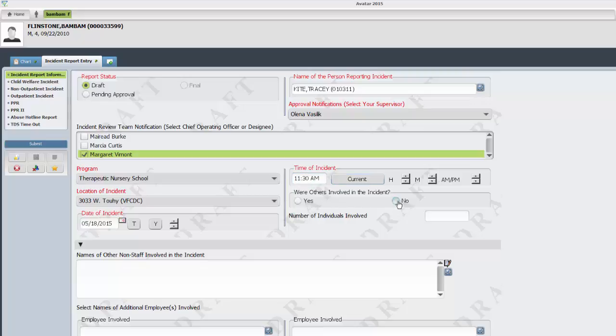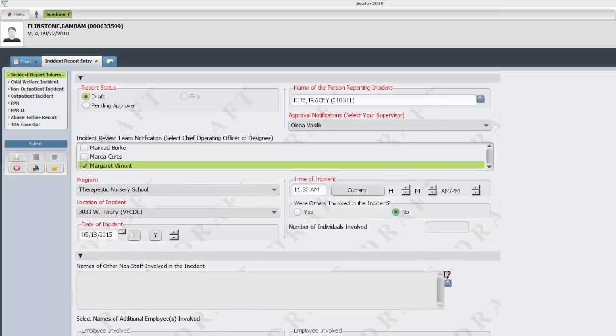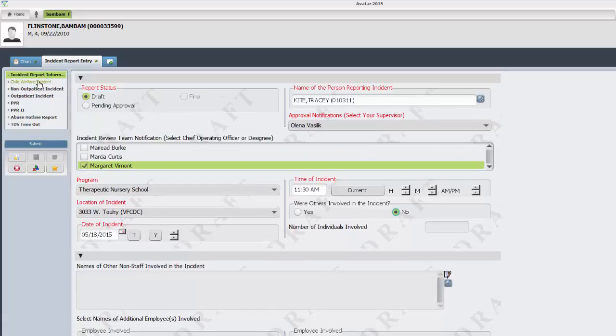No other people were involved in this incident. If there had been, then there would have been a place to record information about that, how many people were involved, if they were staff, if they were not, and what happened in the incident. Because I have now completed this section, I'm going to go on. The next section is the child welfare incident.